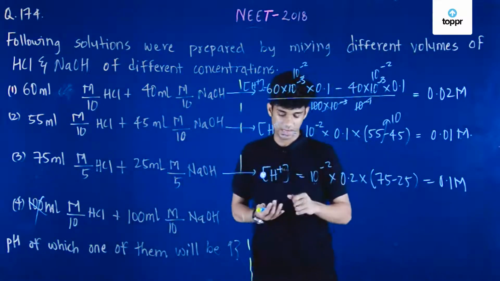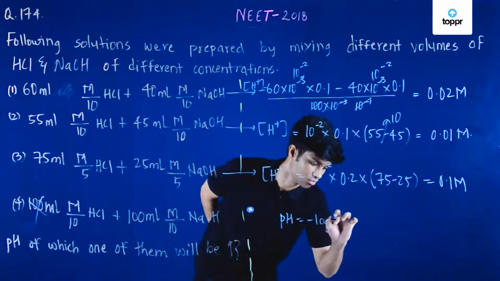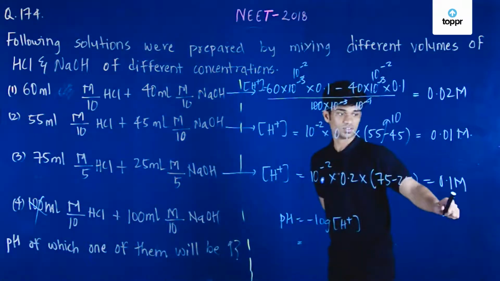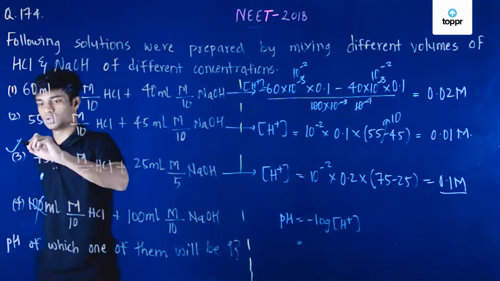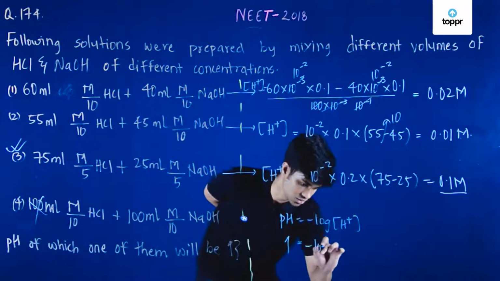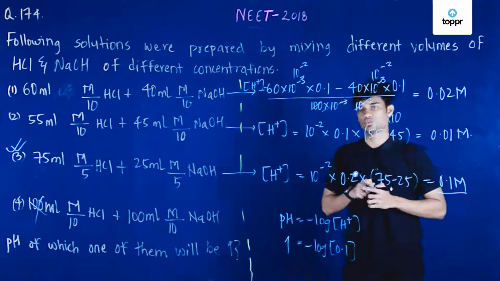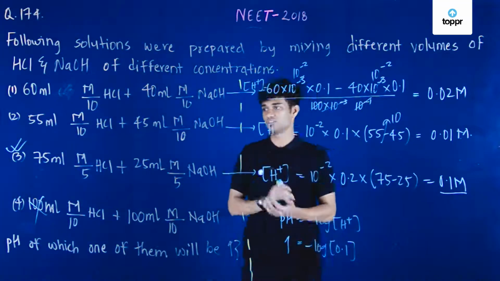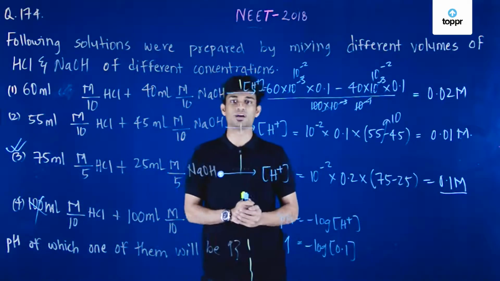And coming back, my pH is basically minus logarithm of the concentration of H+ ions. And I need this to be equal to 1, and that means my concentration should be 0.1 molar. Hence my correct option is 3, because my pH is equal to minus log of 0.1, that is 10 power minus 1, and it comes to be 1. Hence, the correct option for question number 174 is 3, 75 milliliters of 0.2 or M/5 HCl plus 25 ml of M/5 NaOH.